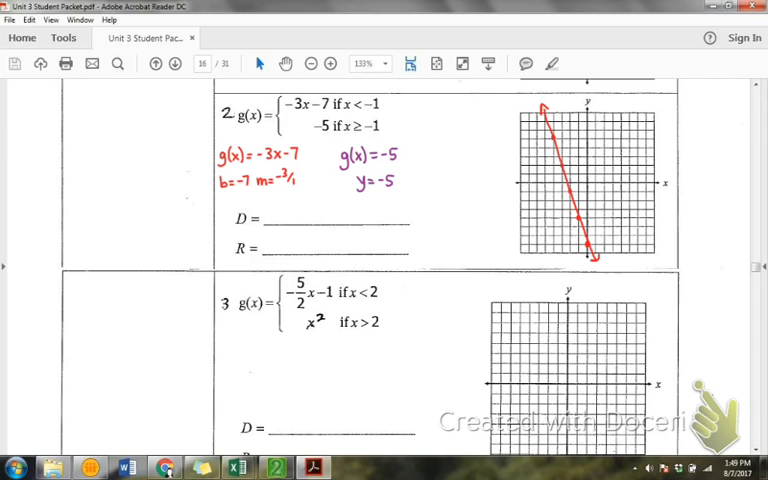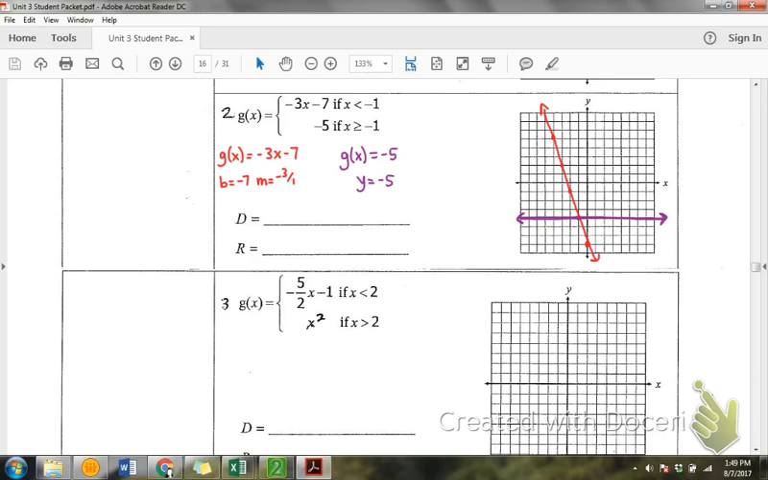At where? At negative 5. So I'm going to go 1, 2, 3, 4, 5, and I'm going to draw a horizontal line at negative 5. Okay. Can you guys see my purple line?